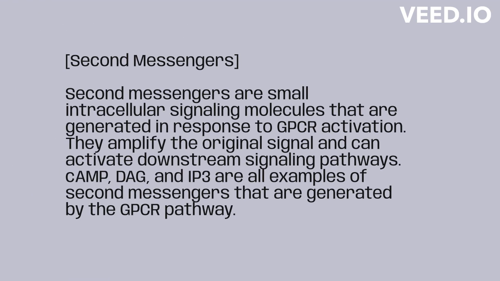Second messengers. Second messengers are small intracellular signaling molecules that are generated in response to GPCR activation. They amplify the original signal and can activate downstream signaling pathways. cAMP, DAG, and IP3 are all examples of second messengers that are generated by the GPCR pathway.